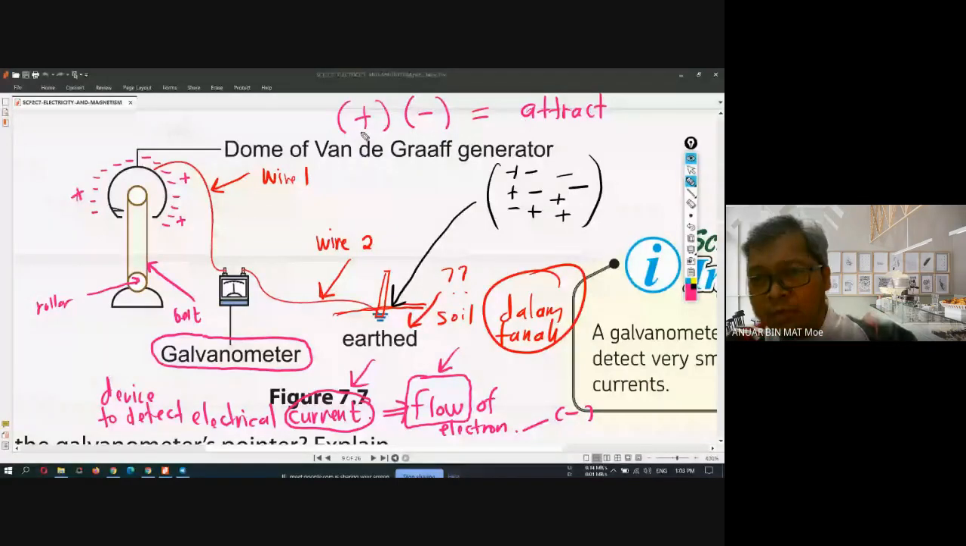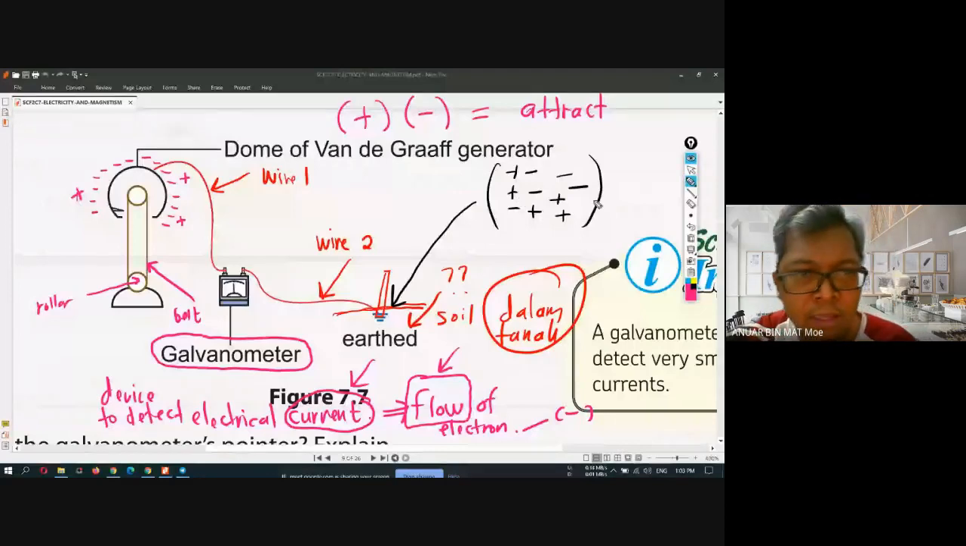Can you just count the amount of positive charges at the soil here? For example, here, so we have 1, 2. Okay, delete over here. All right, so we have the charges over here. The positive charges on the soil are more than the negative, and more than the positive charges on the Van de Graaff generator. So what will happen to the negative charges on the dome of the Van de Graaff generator? What do you think happened to the negative charges, or the electrons, at the Van de Graaff generator here?